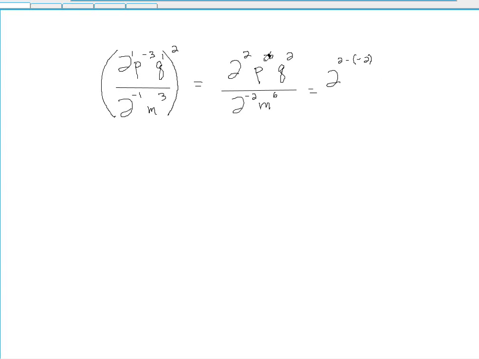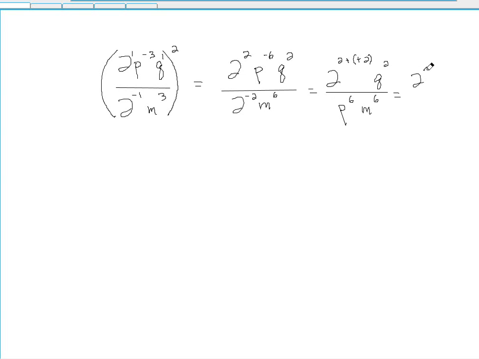For the p, there's no other p factor in the denominator, so I'm just going to take this p to the negative 6 and bring it down to the denominator and make the 6 a positive 6. Okay. The q squared, that's fine where it is. I've got nothing down in the denominator to cancel that with. And the m to the 6, that's fine where it is. I've got no m factor up top to clean that up with. The only thing really left here is to take care of this negative in front of a negative, which is always a positive. So 2 plus 2 is 4.